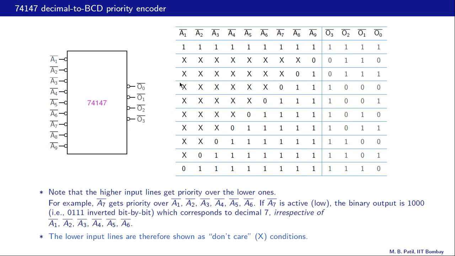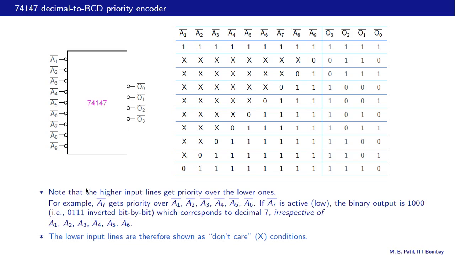Alright, now let us take this row. Here A8 bar is active, and the corresponding output is 0111, which is the binary number 1000 or decimal 8. Similarly, when A7 bar is active, we will find that the output corresponds to the binary number 0111, that is decimal 7, and so on.